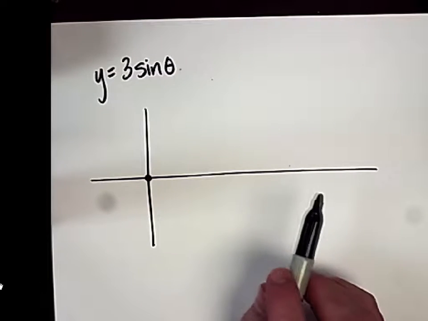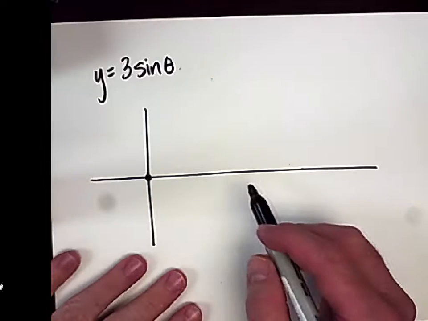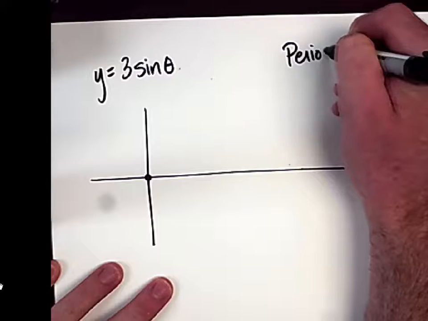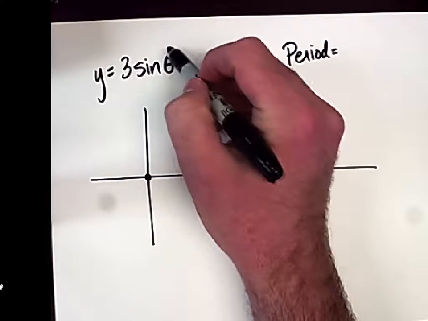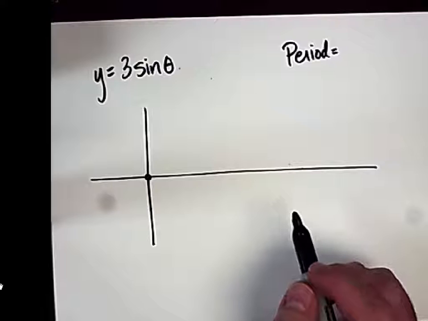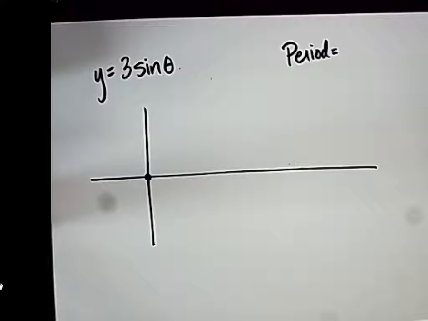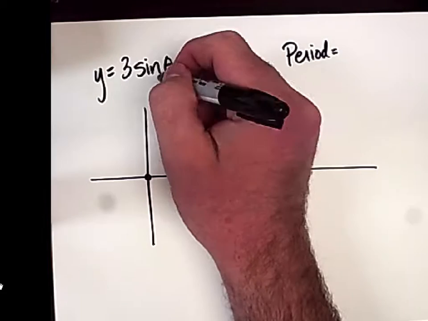Now, when I tell you how to graph these, first thing I want you to do is, what is the period? The easy way to figure this is, what is the coefficient of theta? One. Coefficient is the number in front of the variable, so the coefficient of theta is 1. It's sine of 1 theta.